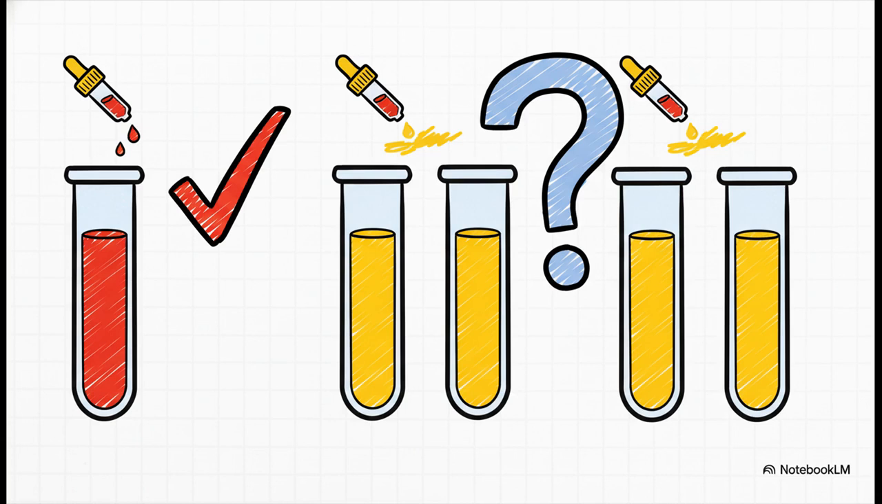See, methyl orange is yellow in an alkaline solution, but it's also yellow in a neutral one. So if you get a yellow result, what does that tell you? Not much, really. You can only be 100% sure it's an acid if it turns red. The big takeaway here is you've got to pick the right tool for the job.